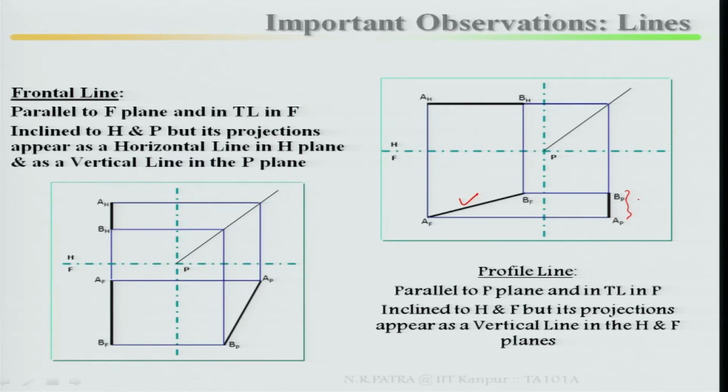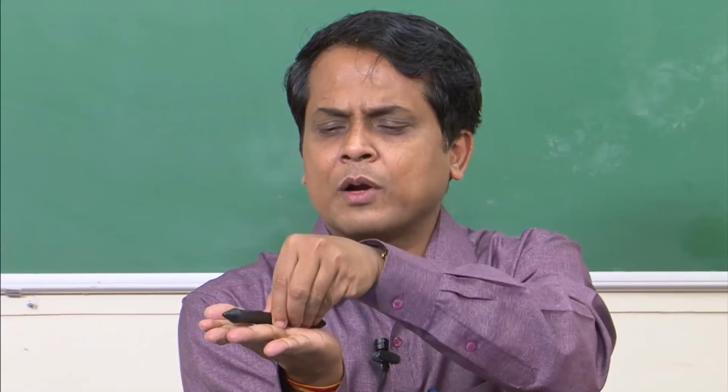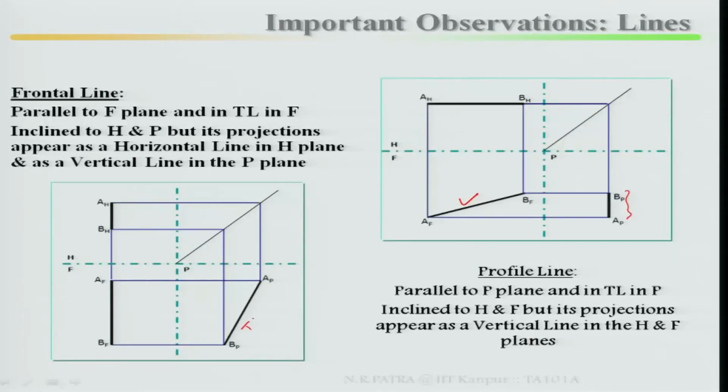Now, come to the profile line, in the same way. A profile line is parallel to the profile plane, and once it is parallel, remember, whatever you get will be in true length. That means this is in true length, but it is inclined to horizontal as well as frontal. So its projections appear as a vertical line in the horizontal plane, and a vertical line in the frontal plane.